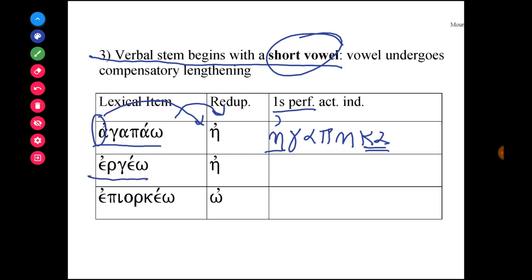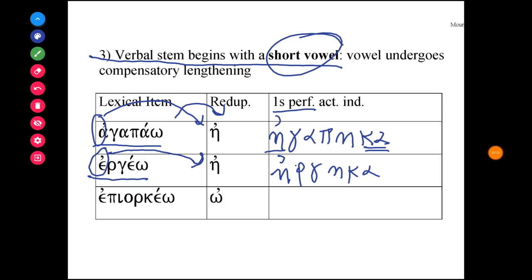Ergazomai is the verbal form for work. I will reduplicate the epsilon by making it long. Ergaka, ergeika is I have worked.